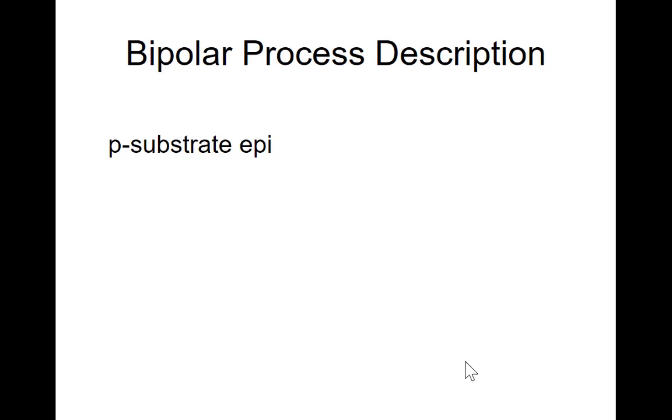So let's talk about a bipolar process. This is very similar to the process flow that I talked about for the CMOS process, except now it's for a bipolar process rather than a CMOS process. And I'm going to work with a P substrate and an N epi layer on this process. This is typical for a bipolar process.